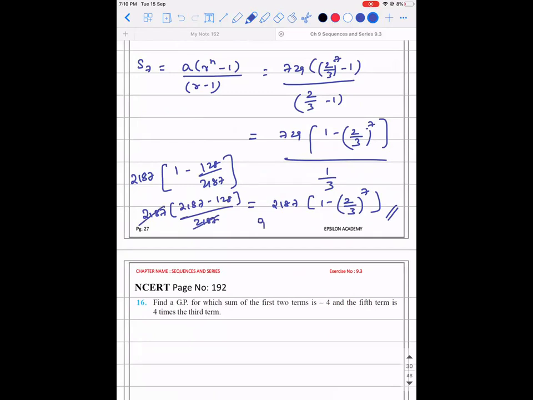That is 9, 5, and 21 minus 1, 2059. So 2059 will be the required answer.